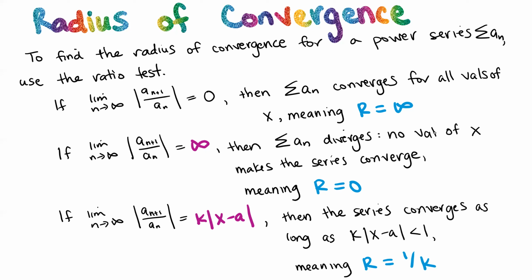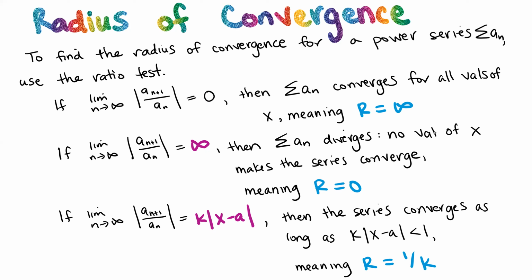Okay, so we've looked at the first setting where the radius of convergence is infinite. Now let's look at what happens if our limit as n goes to infinity of the absolute value of a n plus 1 over a n is equal to infinity. So this limit is infinite. That means that by our rules of the ratio test, our series diverges. So no values of x are going to make this series converge. So our radius of convergence is 0.